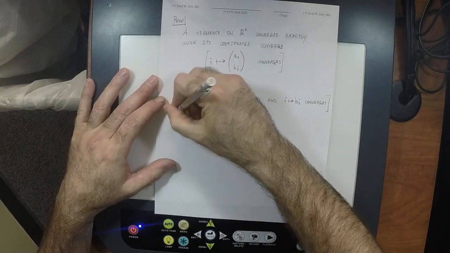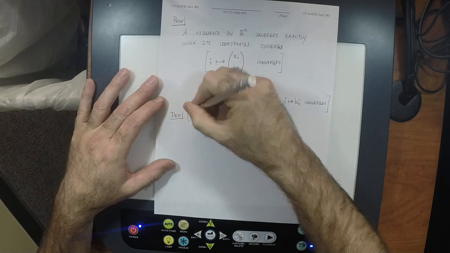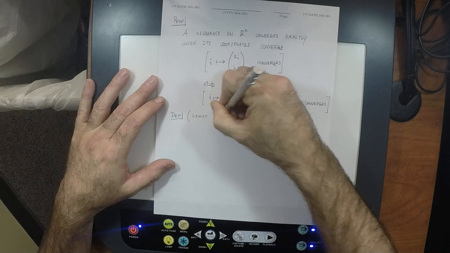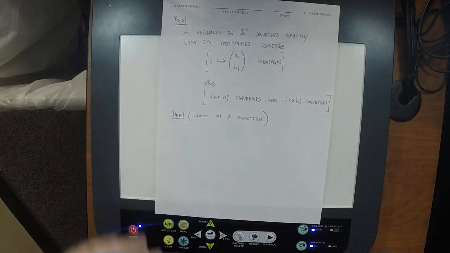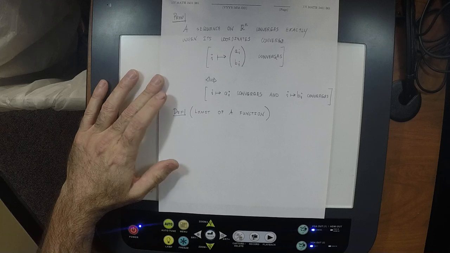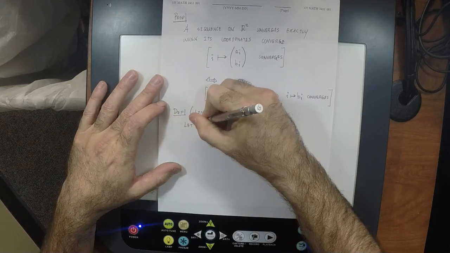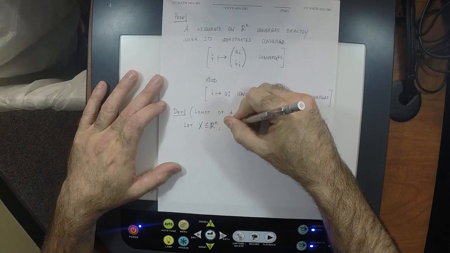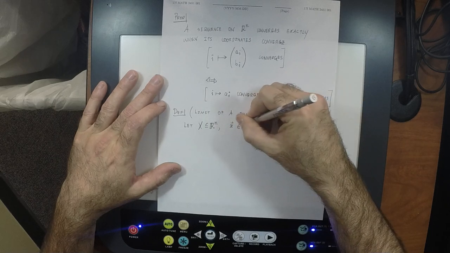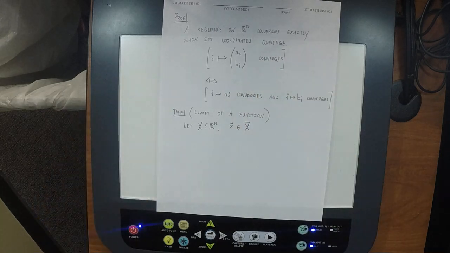Okay, so definition. This is the limit of a function. That is to say, a function from Rn to Rm. So let X be a subset of Rn. Let point x be in the closure of X. So again, x being in the closure of X, that means what? Yeah. You can think of it like we're either inside the set or right on the edge.